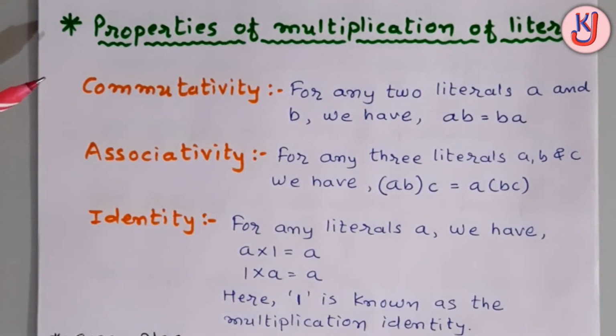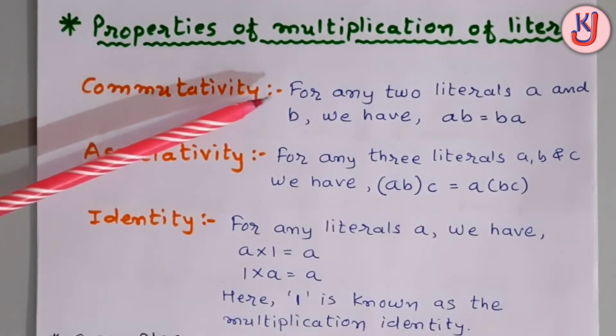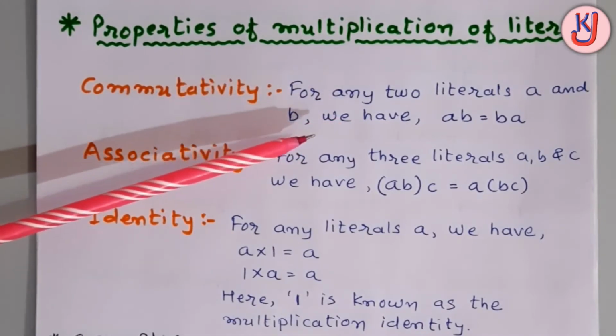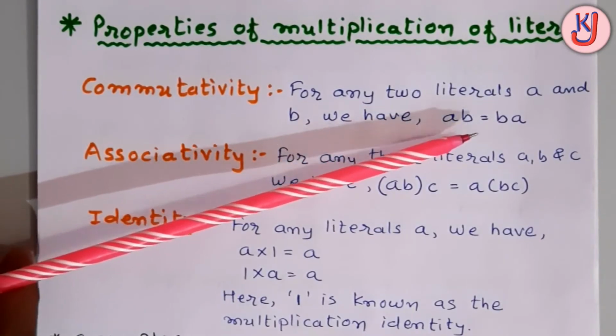Properties of multiplication of literals. First, commutativity. For any two literals a and b, we have a into b is equal to b into a.